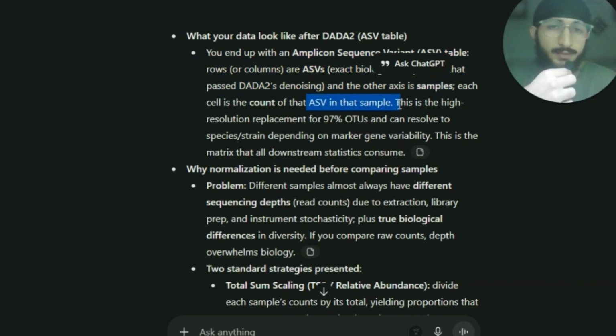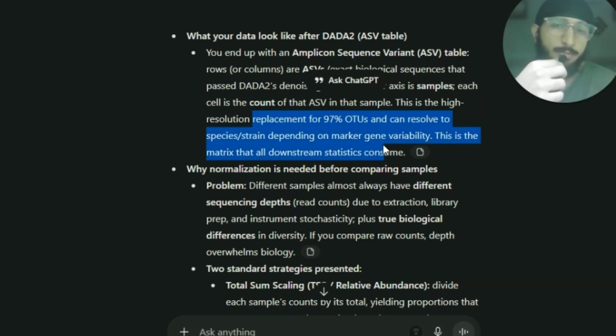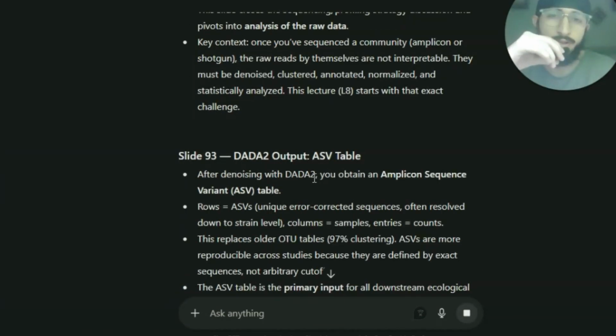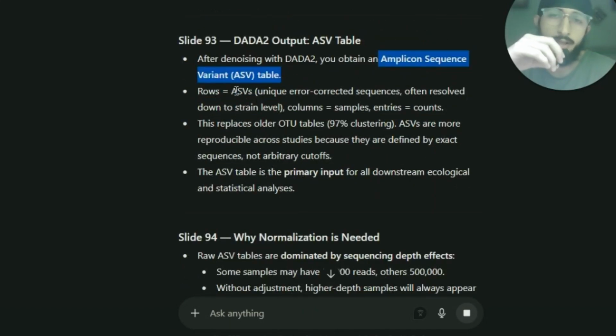Each cell is the count of that ASV in that sample, and this is the high resolution replacement for 97% OTUs, and can resolve to species or strain depending on marker gene variability. So after denoising with DADA2, you obtain the ASV table. Rows are ASVs, unique error corrected sequences, often resolved down to the strain level, columns are samples, and entries are the counts.